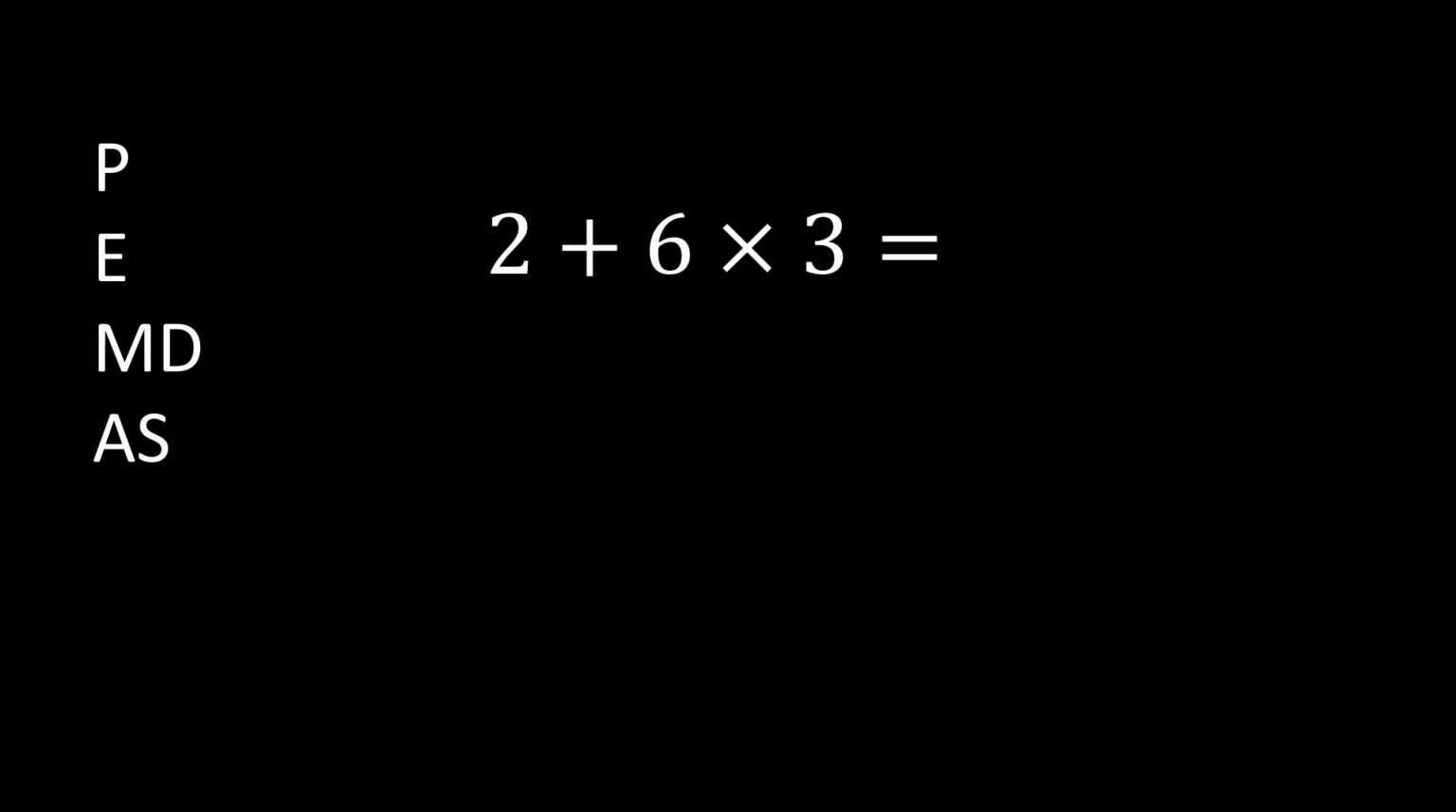This example is 2 plus 6 times 3. And we're going to use the acronym PEMDAS to help us solve this problem. P stands for parentheses, and we don't have parentheses in this problem, so then we check for exponents. There are also no exponents in this problem. So our first step is going to be any multiplication and division that we see. And we only have one multiplication and division step here. That's the 6 times 3. So that's going to be the first step that we solve.